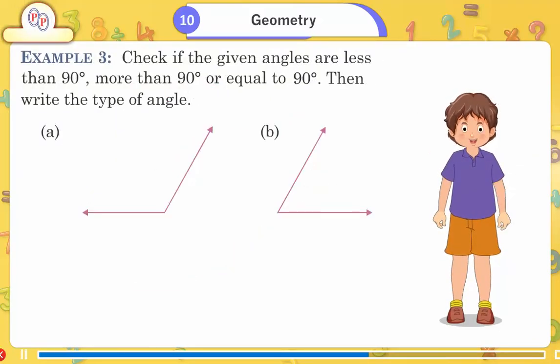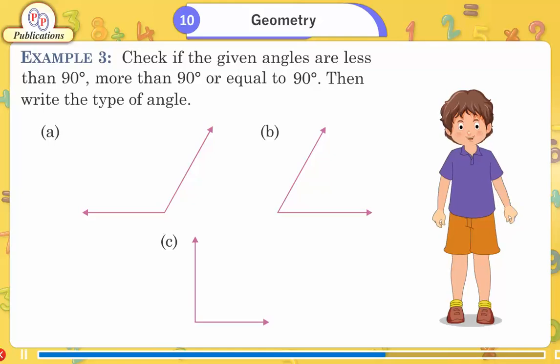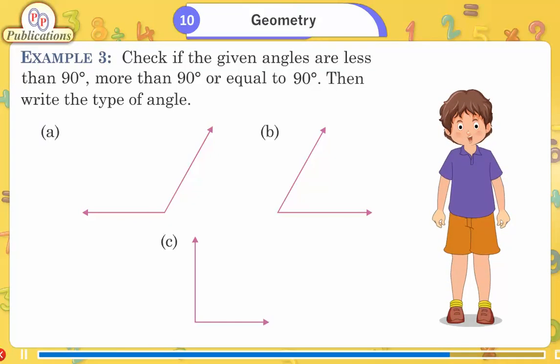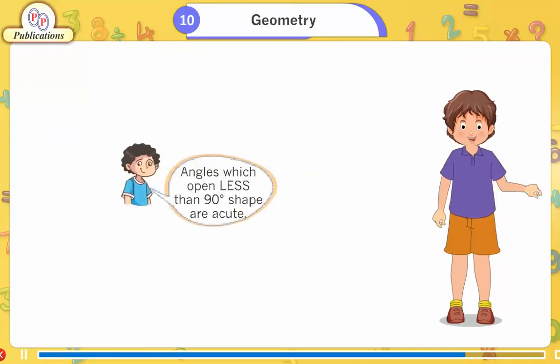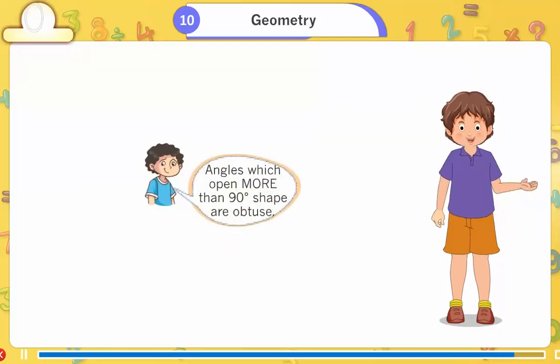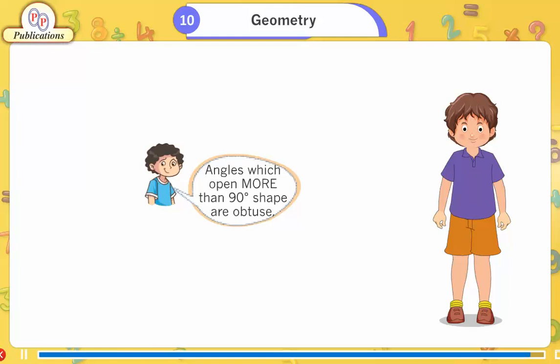Example 3. Check if the given angles are less than 90 degree, more than 90 degree or equal to 90 degree. Then write the type of angle. Angles which open less than 90 degree shape are acute. Angles which open more than 90 degree shape are obtuse.